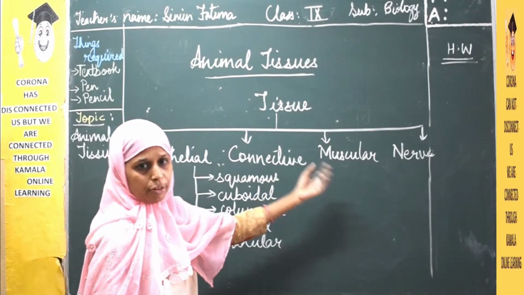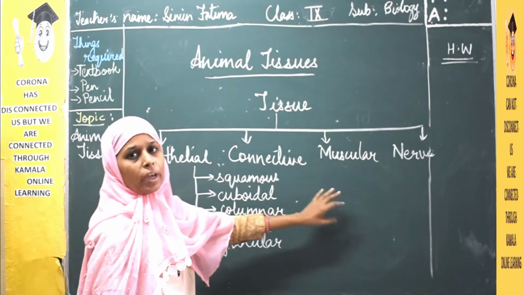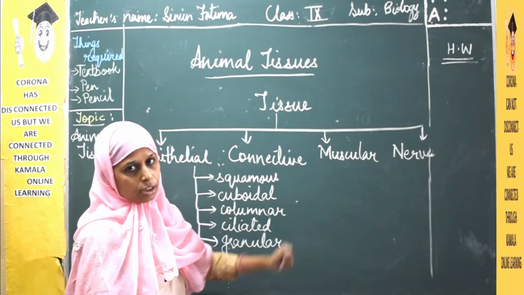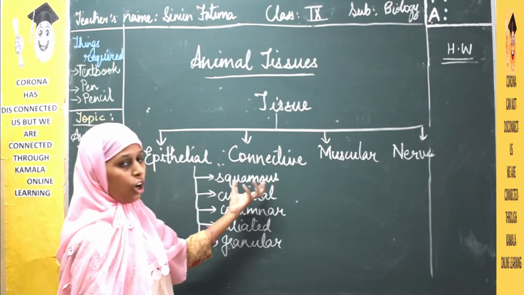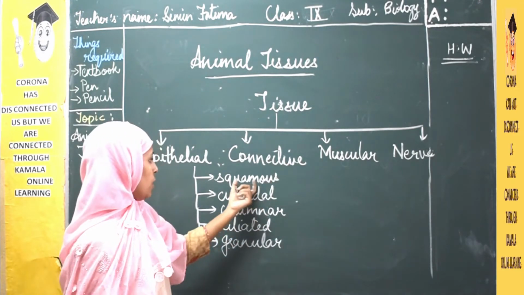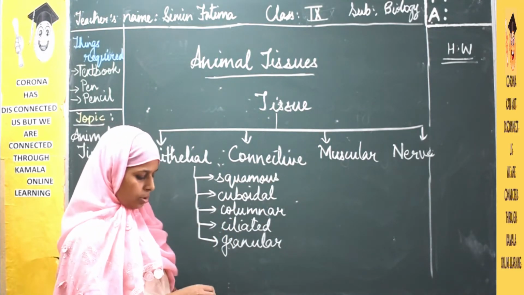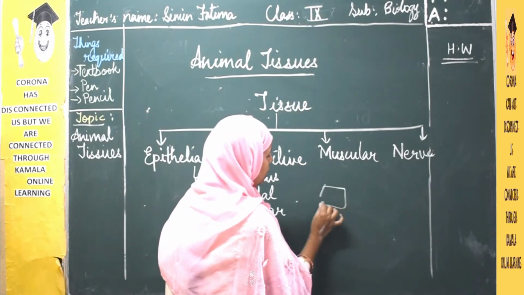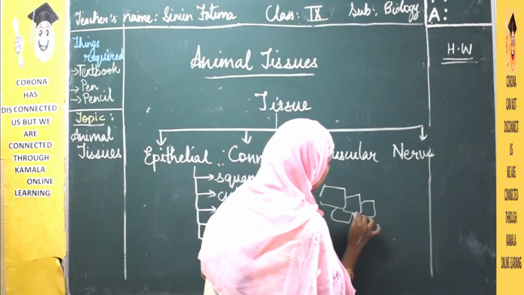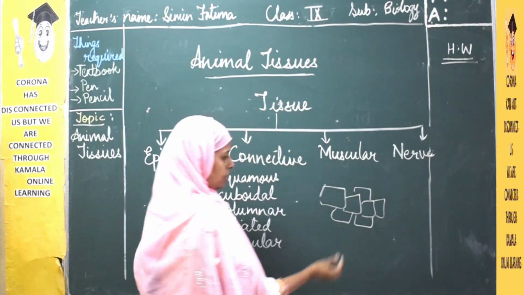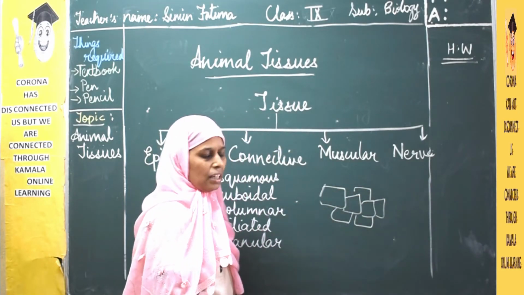We will be reading about their functions. We will be reading about their location. Where is it found? What does it do? Okay, so along with the shape of it. First one is squamous epithelial tissue. It is just an irregular shape of tissue. Okay, this is just an upper view of the tissue we can see.